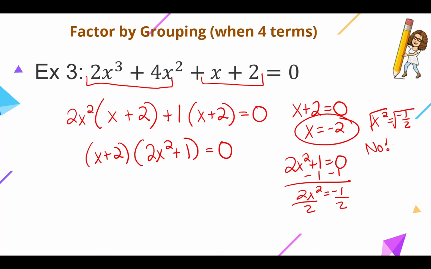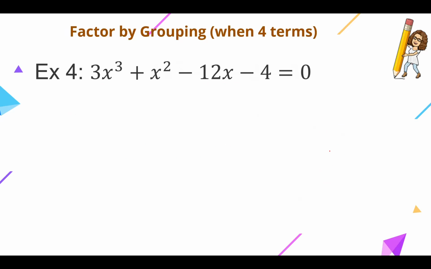Okay, so there's no answer. We need to stop here. So our only answer to this problem, only real answer to this problem, is negative 2. Later in the year, we'll be taking care of that. But right now, we can't. We can't take care of square roots with negatives underneath. So our only answer, real answer, is negative 2.